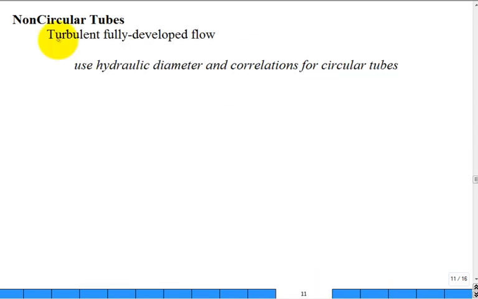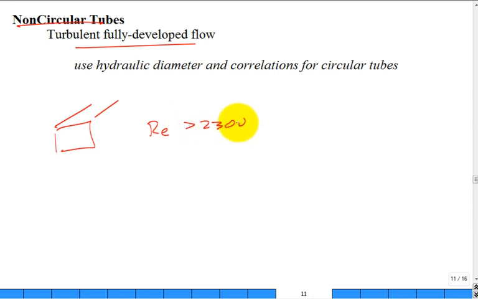Okay, non-circular tube, like a rectangle, like a duct. And you have turbulent flow, meaning you calculate that Reynolds number and it's greater than 2300. What do you do? Well, first of all, you need to use that hydraulic diameter, D sub h, and use the correlation for round tubes. D sub h, hey, I saw that in fluid mechanics. What is the hydraulic diameter defined as? 4A, sometimes they put a c on that A, but sometimes they don't, divided by P.